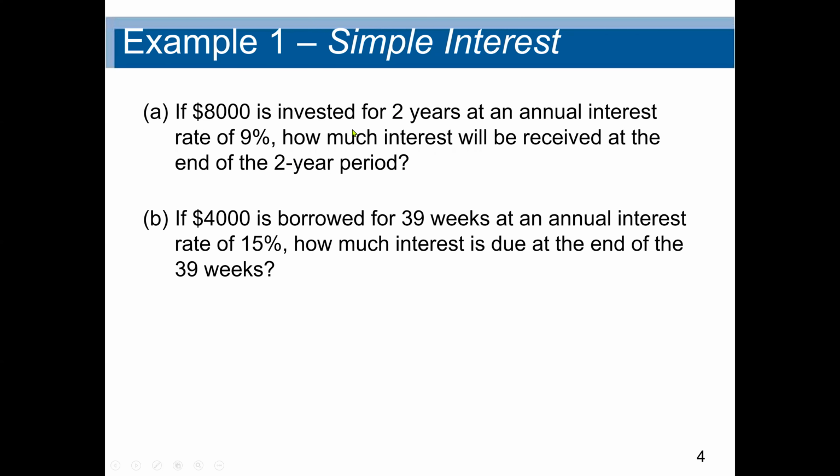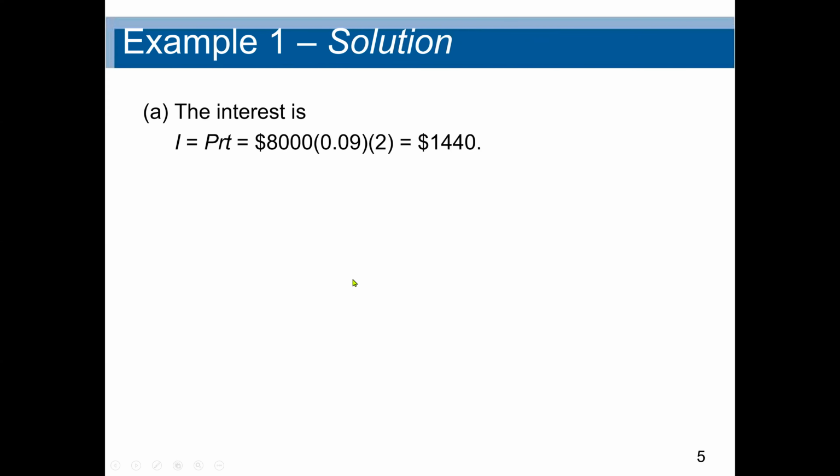Now let's see the second question. Here we said that if $4,000 is borrowed for 39 weeks at an annual interest rate of 15%, how much interest is due at the end of the 39 weeks? Now, as we said, the time period will be in years. So since this is 39 weeks, we have to convert it to years. For example, if we have 52 weeks in a year, then 39 divided by 52 is the time in years. Or if it's 53, 55, whatever weeks we have per year. So we need to convert the weeks to years.